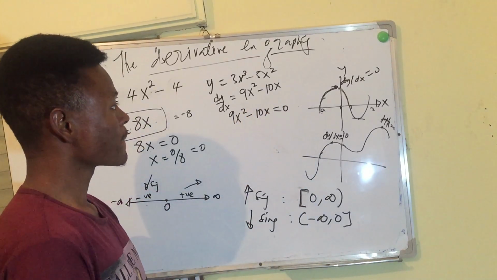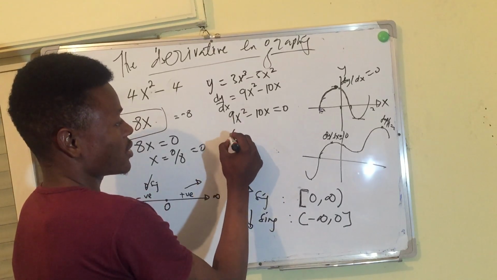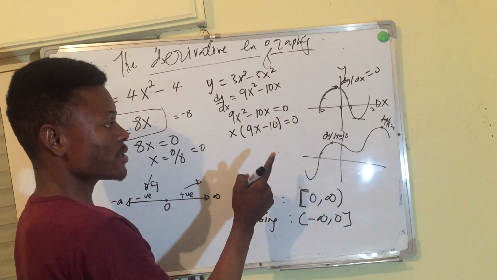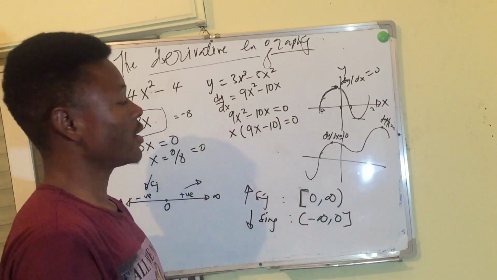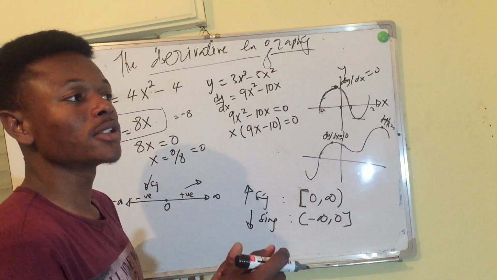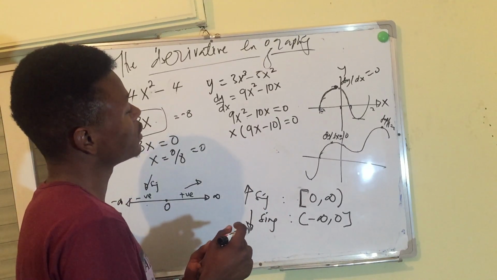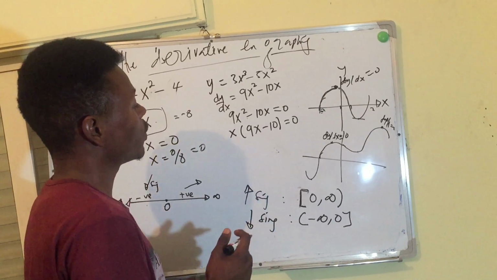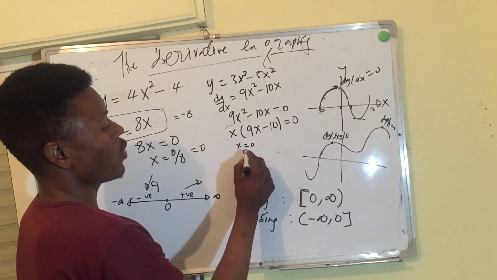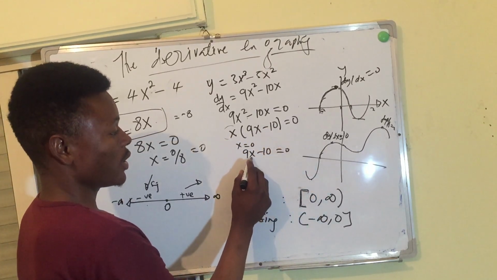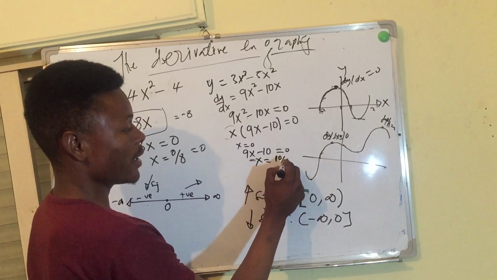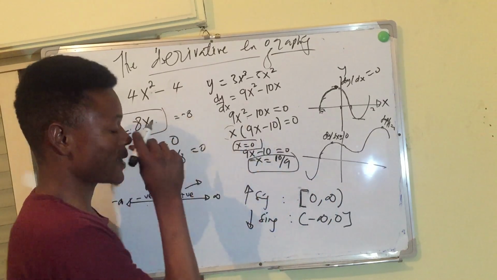Factoring out x, we get x times 9x minus 10 is 0. This is another case of the factorization method for quadratics, or you can use the quadratic formula and so on to solve them. So this is equal to 0 when x equals 0, or when 9x minus 10 is 0. Then 9x minus 10 is 0, so that means x equals what? 10 over 9. Solving for x, so we have two values of x.